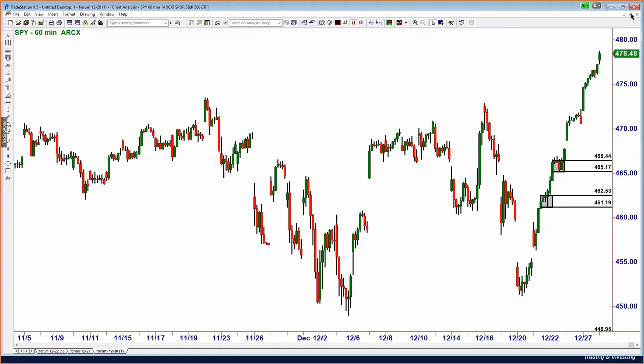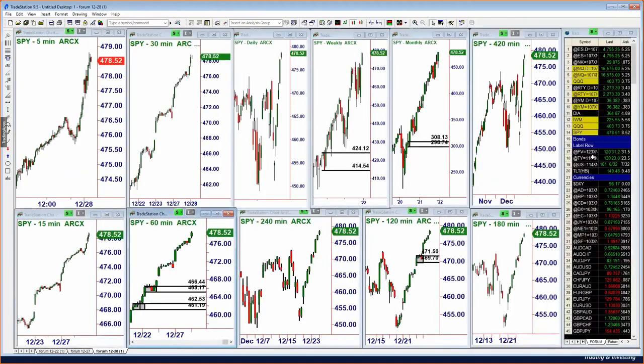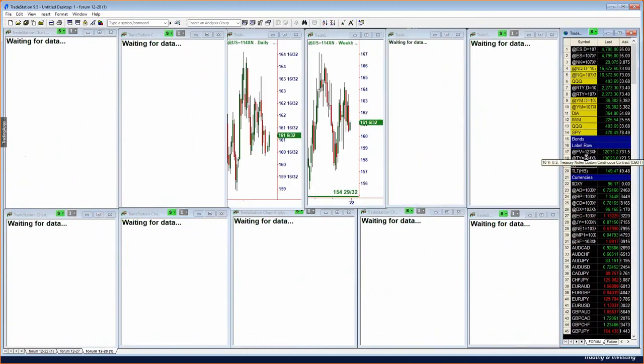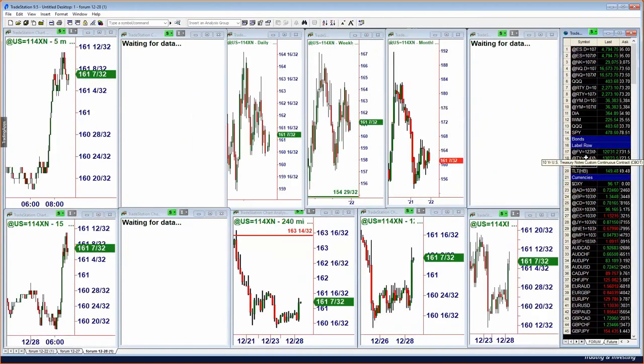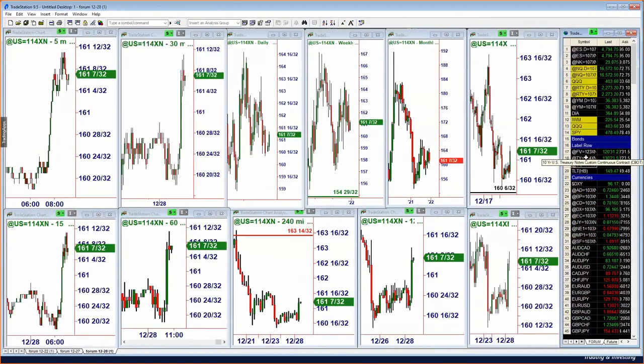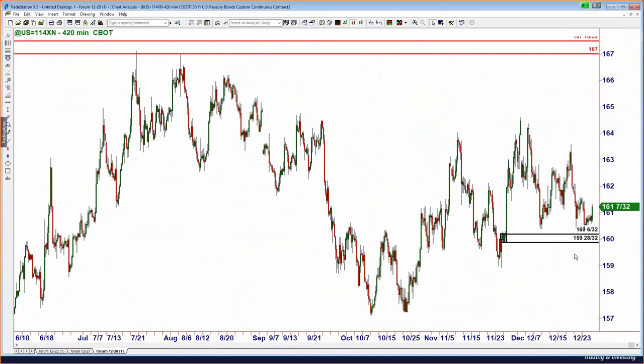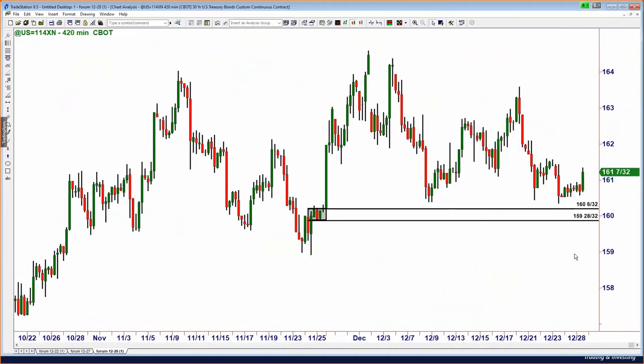So let's go over to one of those bond markets. I see you're talking about the 30-year there. We can take a look at the 30-year or the 10-year. The 30-year, you could see we were just sitting right on top of a demand zone here. So we still didn't get back there. And I see you mentioned that in the chat. This is one of the inverse markets to equities.